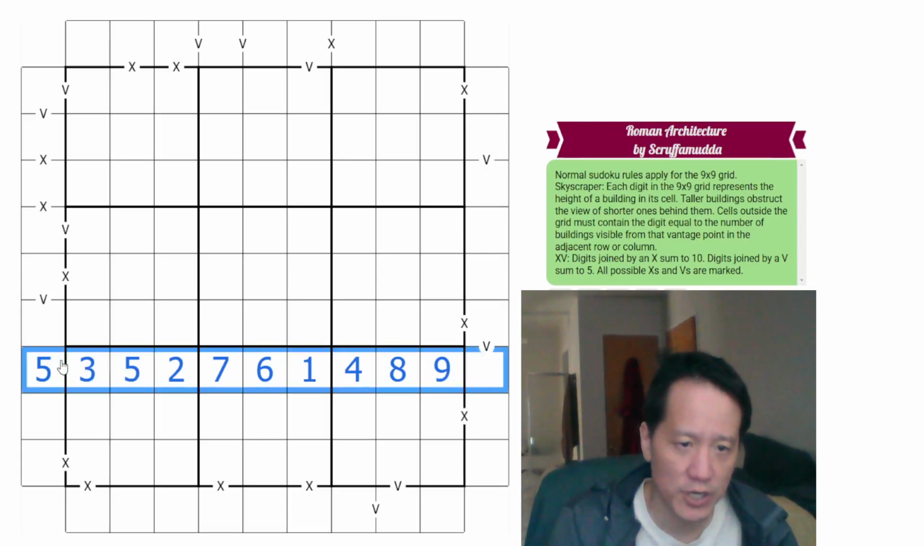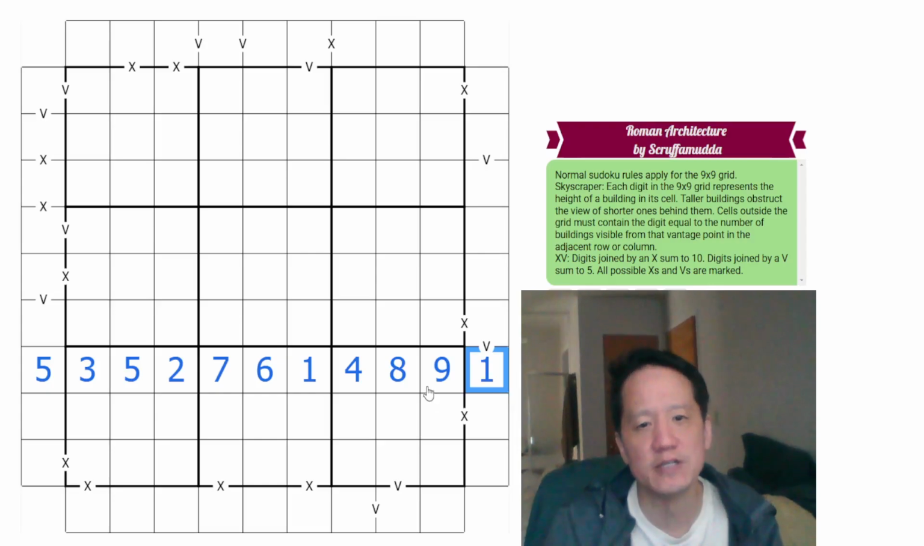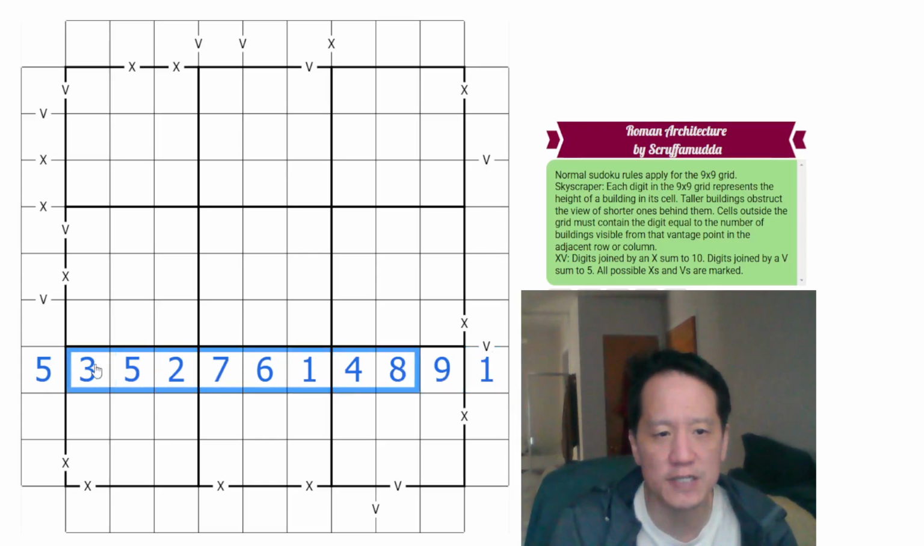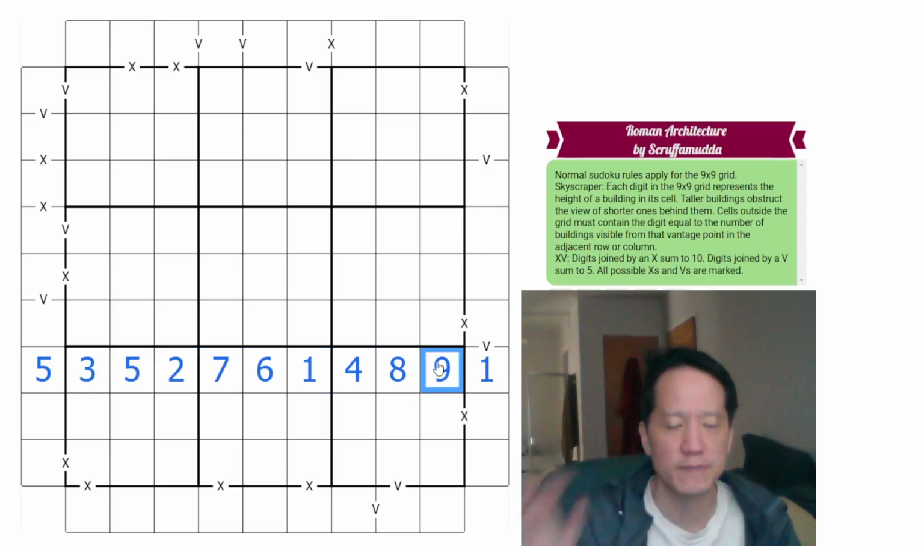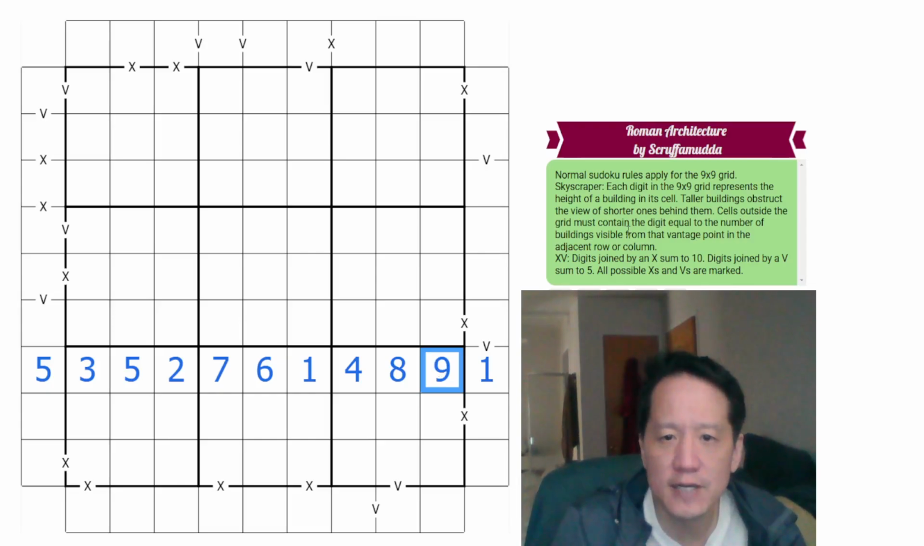Now if we look this direction, this would be 1 because it only sees the 9 and it never sees any other building behind the 9, right? Because the 9 is the tallest building. And that's how skyscrapers work.